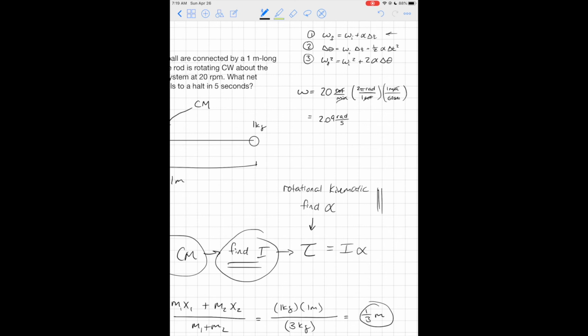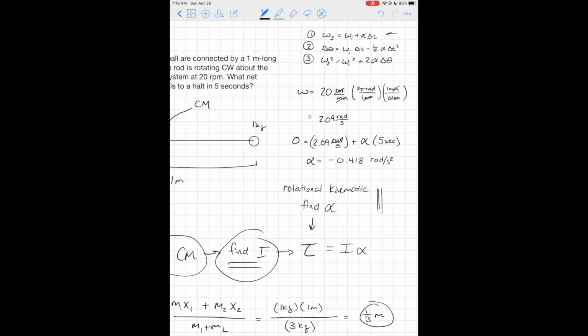And so I think it's pretty clear that I want to use this first equation. It's the simplest. I know that my final velocity needs to be 0. My initial is 2.09 radians per second. I'm looking for alpha here, and then my delta t is 5 seconds. So what does my alpha have to be? My alpha has to be negative 0.418 radians per second squared.